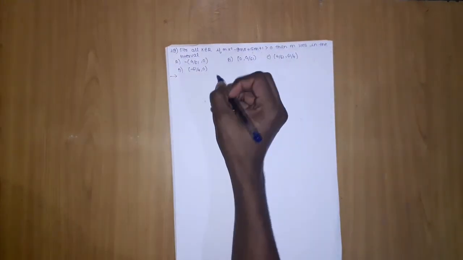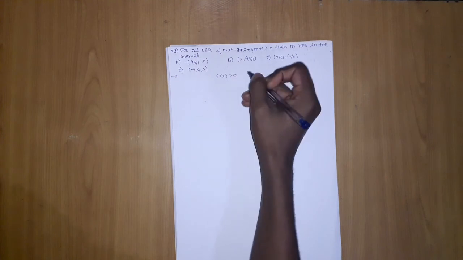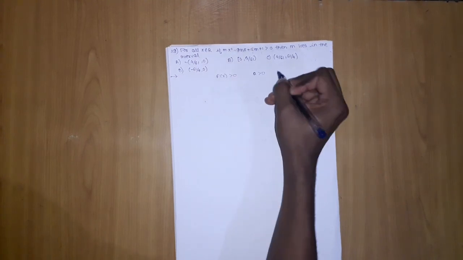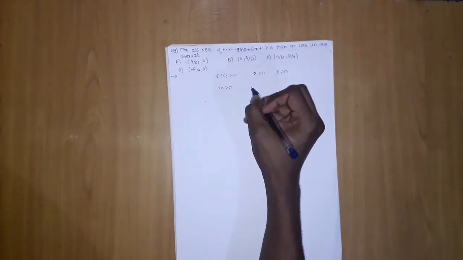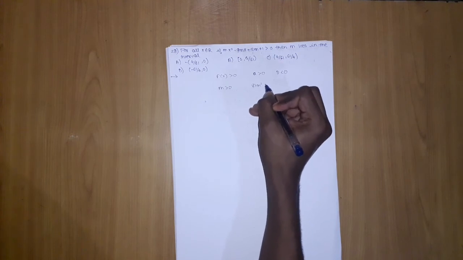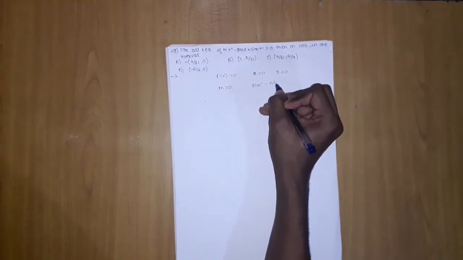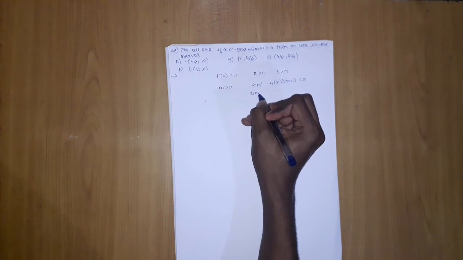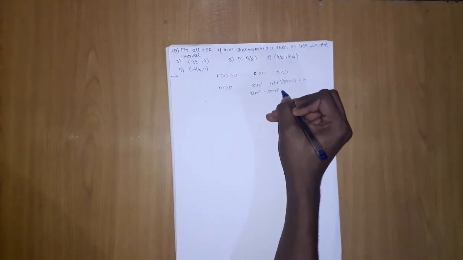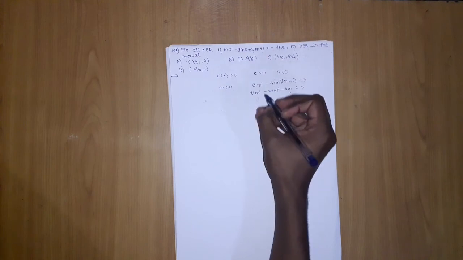Let's move on further. For all x belonging to R, if mx square minus 9mx plus 5m plus 1 is greater than 0, then m lies in the interval. Now first you should know, f of x is greater than 0 when a is greater than 0 and D is less than 0. Only two conditions. So m should be greater than 0, first condition. Second condition is 81 m square minus 4 m into 5 m plus 1 should be less than 0.